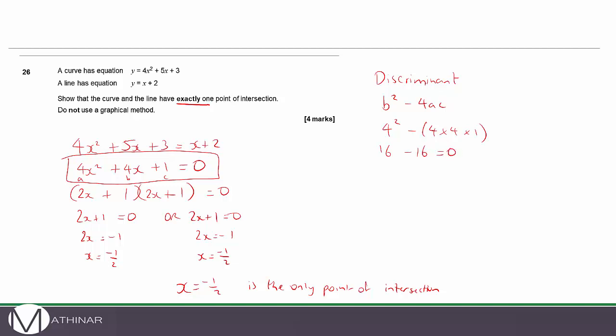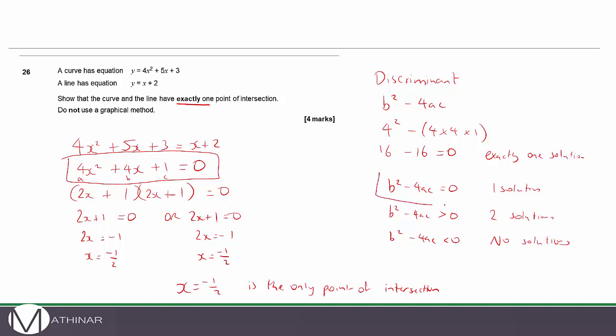Then if the discriminant equals 0, that tells us that there is exactly one solution. So if the value of b squared minus 4ac is equal to 0, then there is one solution. If b squared minus 4ac is bigger than 0, then there are two solutions. And if b squared minus 4ac is less than 0, there are no solutions.